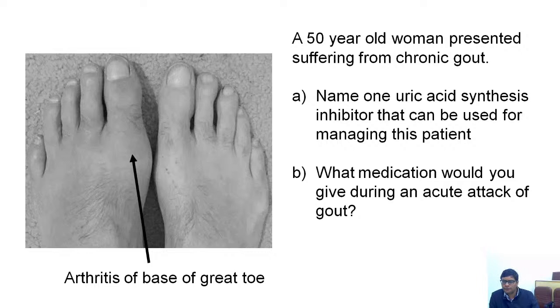Okay. What medication would you give during an acute attack of gout? Now again, drugs for chronic gout and acute gout are different. For acute gout, NSAIDs are considered more effective. In fact, colchicine is also said to be very effective for management of an acute attack of gout, but because of their associated toxicities, they are not the preferred drugs. In fact, NSAIDs are the first line drug for management of an acute attack of gout.